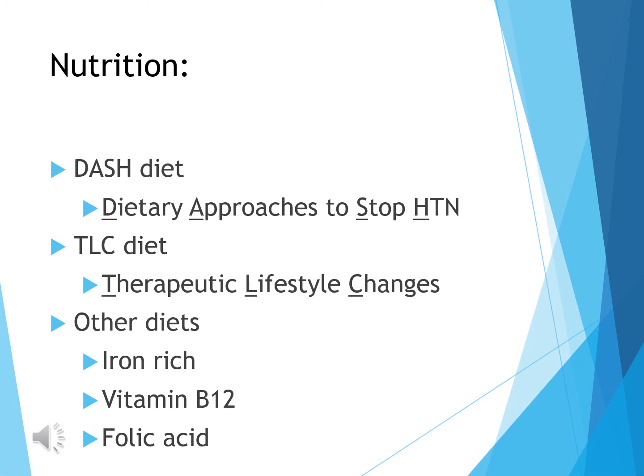Other diets include iron-rich, vitamin B12, and folic acid. Things that are high in iron include beef and pork liver, soybeans and lentils, clams or shellfish, and spinach. Vitamin B12 sources include meat, fish, poultry, eggs, milk products, and then fortified cereal. And then folic acid is found in dark green vegetables, carrots, and lentils.